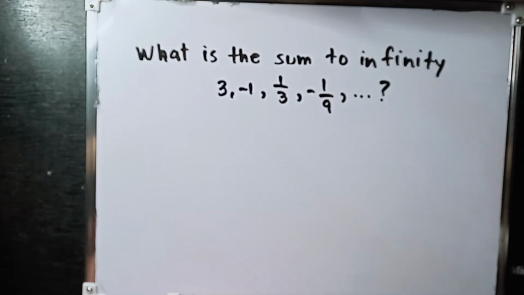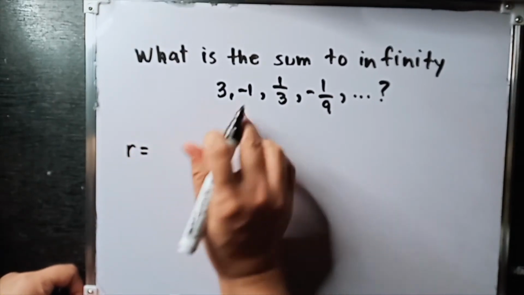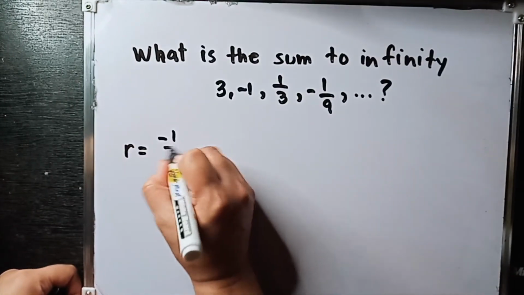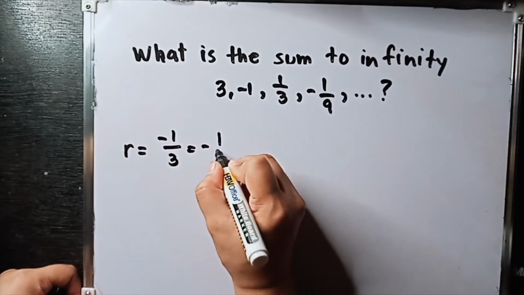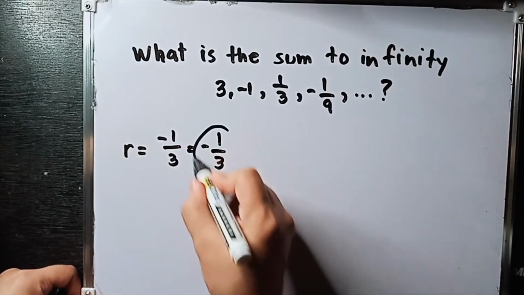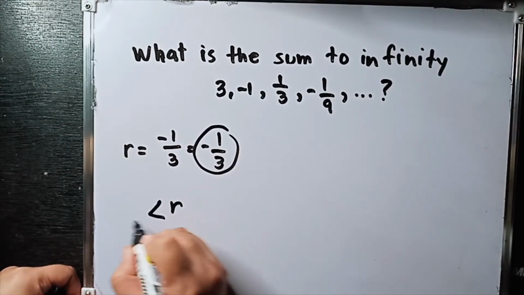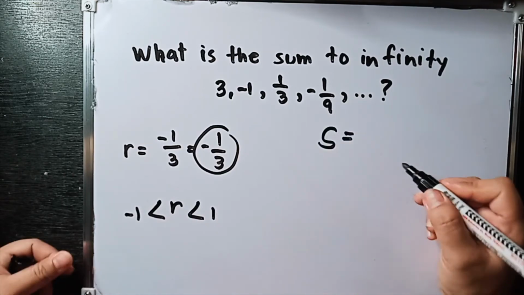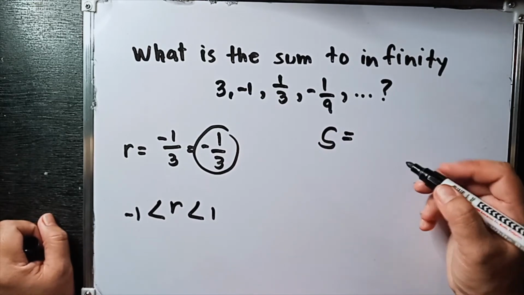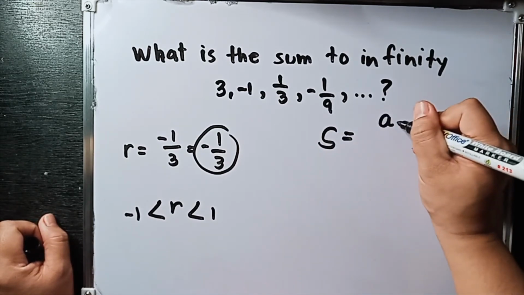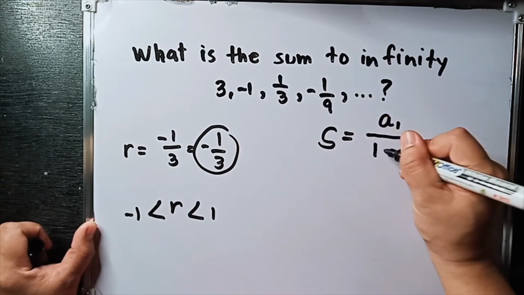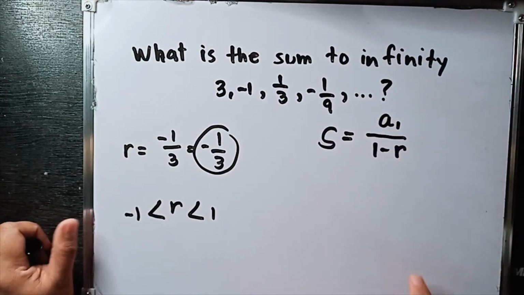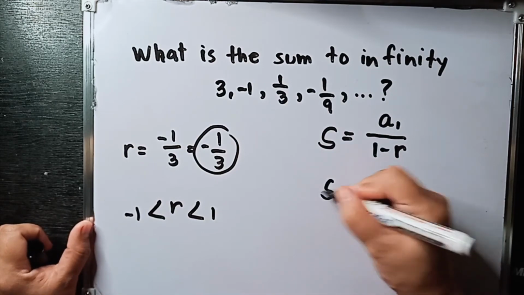Okay, what is the sum to infinity of 3, -1, 1/3, -1/9, and so on? So we identify our common ratio first. So we can use -1 divided by 3, which is -1/3. Okay? Since our common ratio is between -1 and +1, it means that the formula that we are going to use is the sum to infinity formula, which is S equals A sub 1 divided by 1 minus R, or the common ratio. And then we substitute.